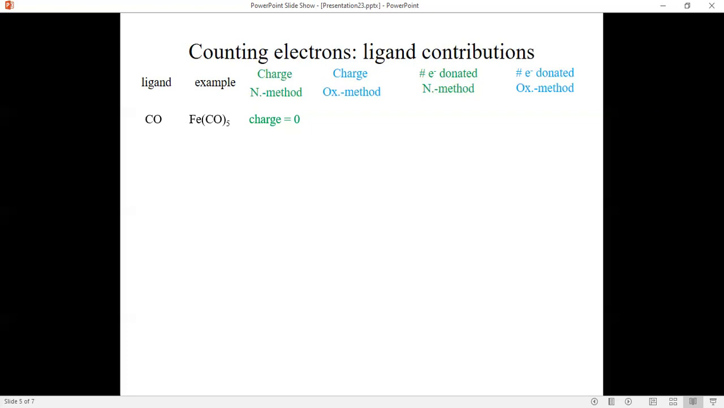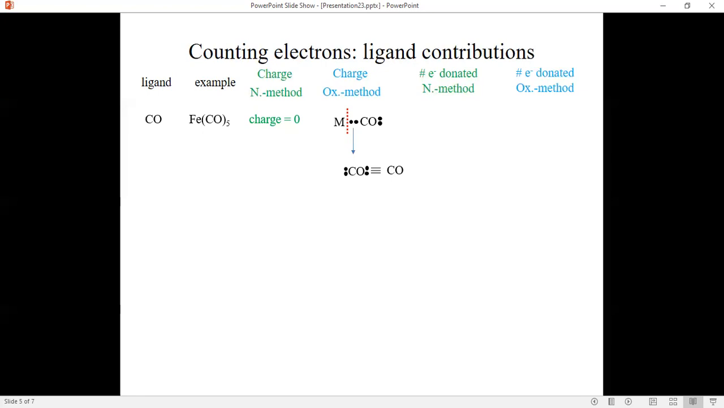Zero, yeah, that's correct. Why is that so? Well, we have a metal carbon bond with 2 electrons. And now we need to cleave the bond heterolytically. So we have to assign both electrons here to the carbon. Okay, and that produces a neutral CO molecule.